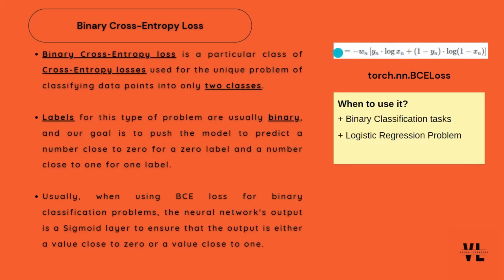This is just basically a piecewise defined function, but combined into a single long loss function. When we talk about the logistic regression model, we're going to see in detail how we get this formula. But for now, we just assume that the binary cross entropy loss is derived from the negative log likelihood loss, and it's used for binary classification tasks and for logistic regression problems.